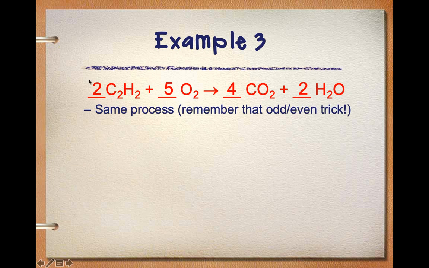All right, let's check our work because we did a bunch of changing. 2 times 2 is 4 C's. 4 times 1 is 4 C's. That's good. 2 times 2 is 4 H's. 2 times 2, 4 H's. That's good. 5 times 2 is 10 O's.